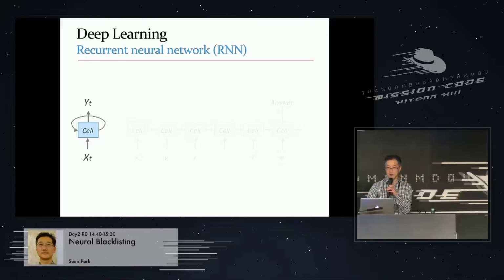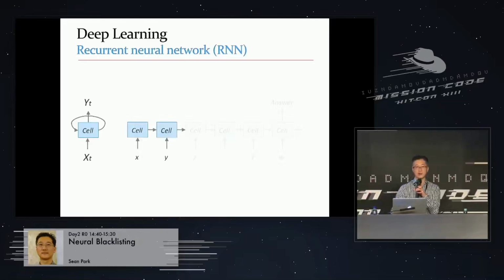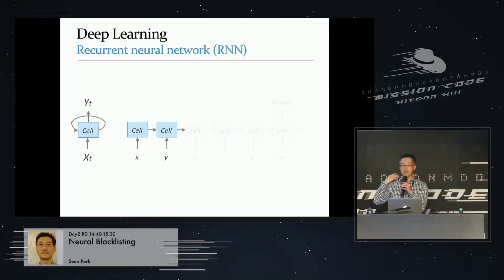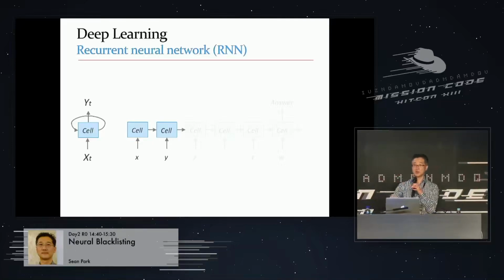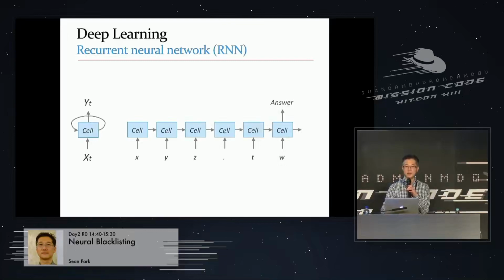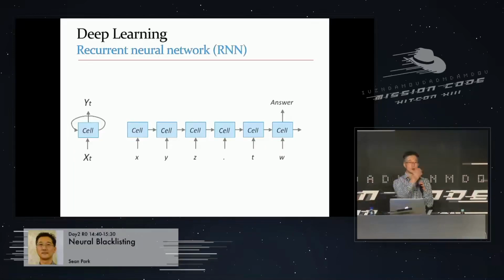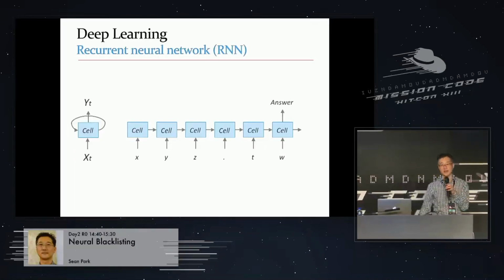So if you just unroll that cell, it will be looking like this. At each time step, your memory cell state will be updated based on the previous memory state and the new input at that step. And at the end, you want to get the answer. So you have seen xyz.com.tw. What would be your answer, right? And that's the model that we've got.